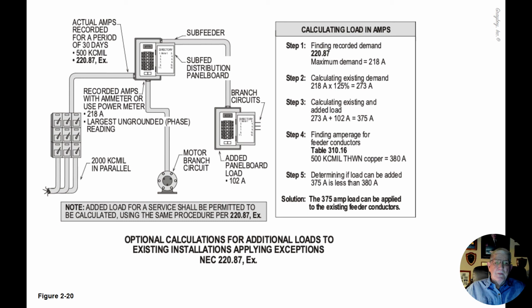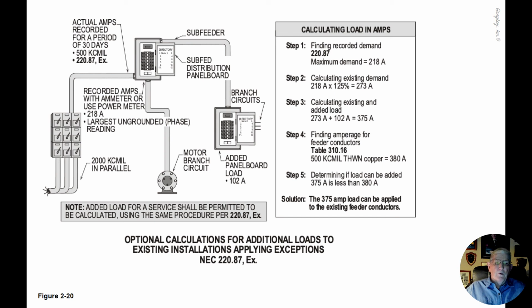Step 2, calculating existing demand, we take the 218 times 125% and we derive a total of 273 amp. Step 3, we're calculating existing and adding that load in as you see in step 3. So 273 amps plus 102 amps is 375 amp.